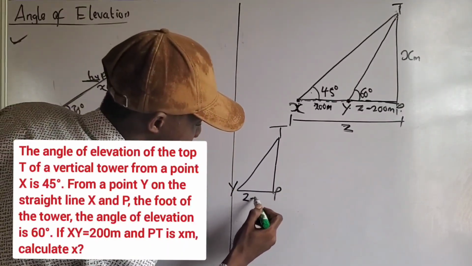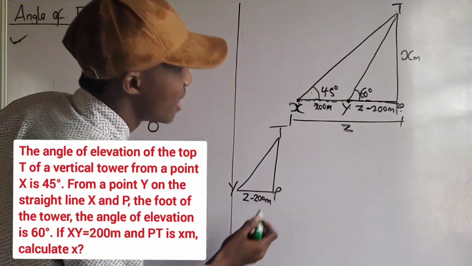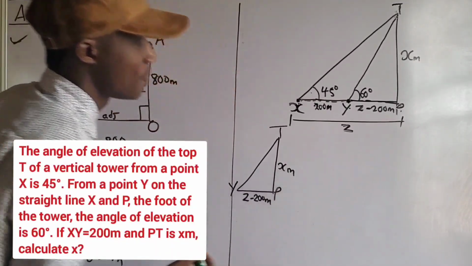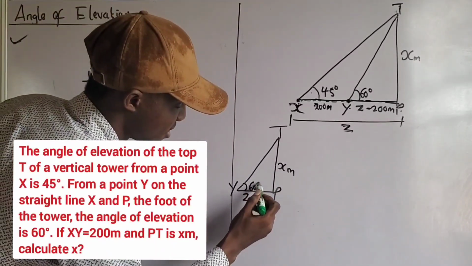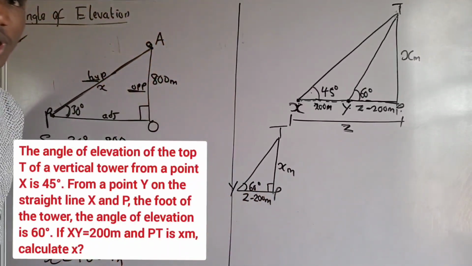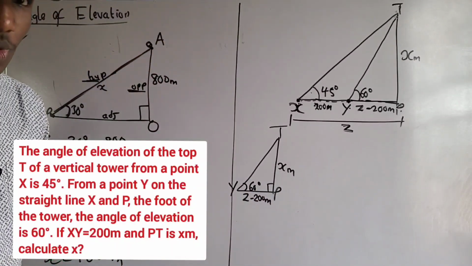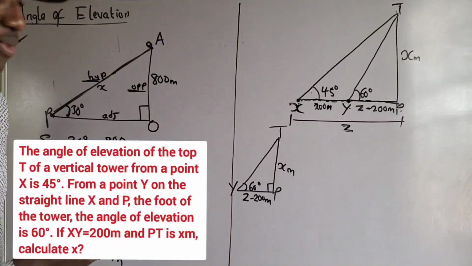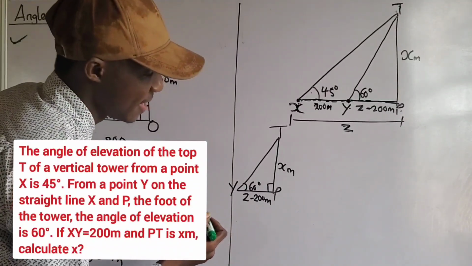This is Z minus 200 meter, and this is X meter. Also, this is 60 degrees. From this triangle, don't forget our goal. Our goal is to find the value of X. Just follow the solution carefully.